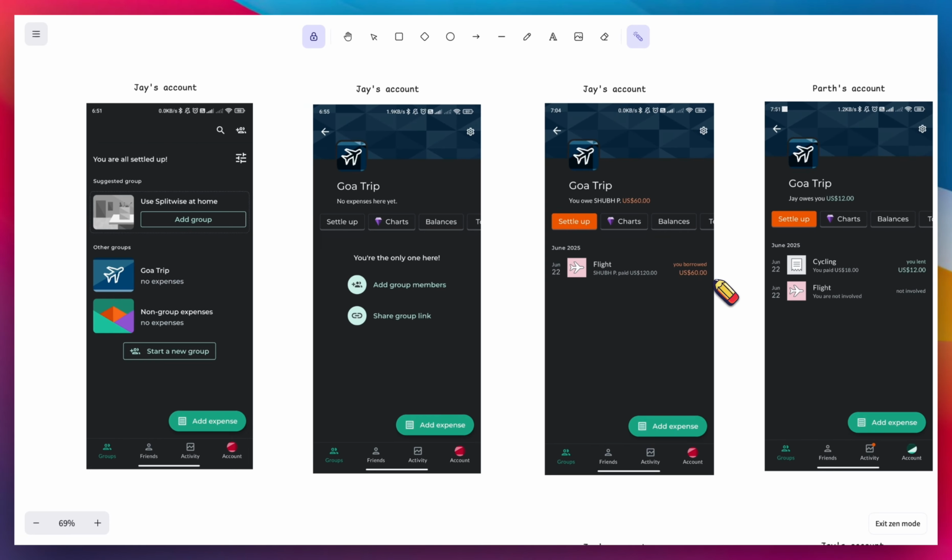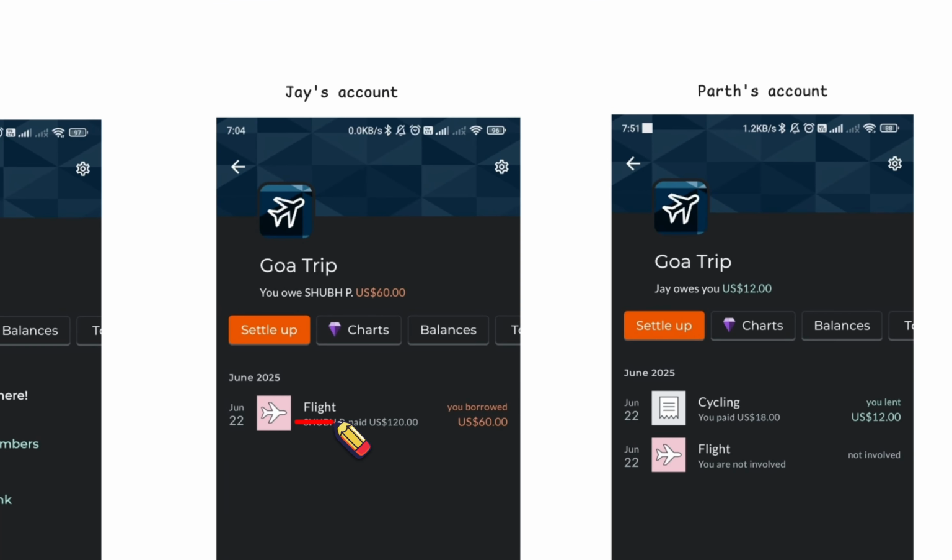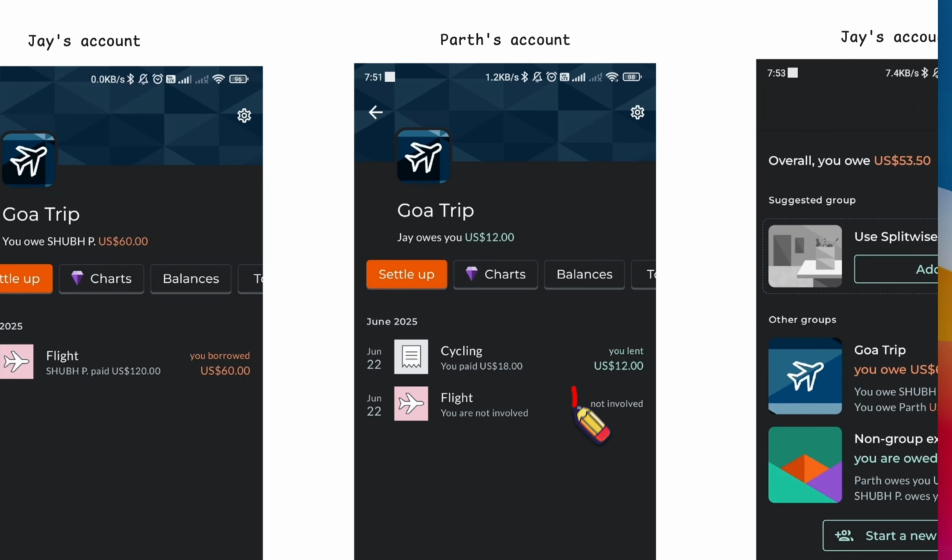Now we also add Parth into this group, and Parth will be able to see the expense which is over here, and he will also see that he was not involved in this expense, because obviously the participants of this flight were Shubh, that is me, and Jai. Parth was not there, that's why not involved is written over here.